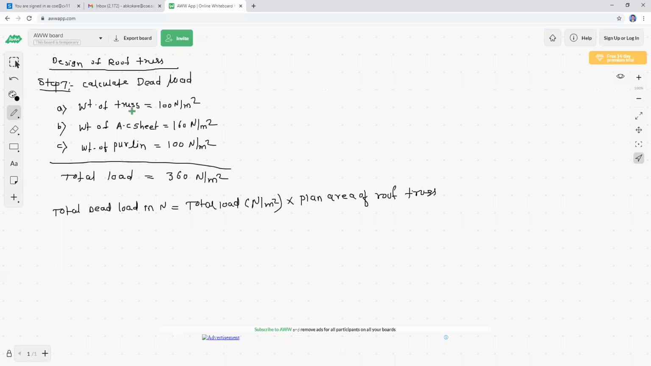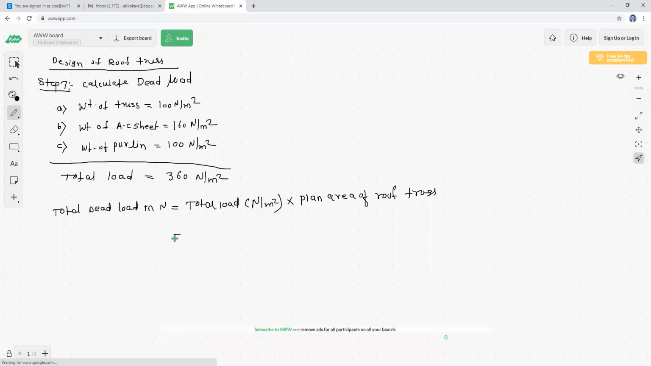See, in the procedure, I have written here, every load multiplied by plan area of roof truss. So here what I did, first I added all the loads and multiplied by the plan area of roof truss only once at the end. In the procedure, each dead load is multiplied by plan area of roof truss. So instead of multiplying each, there is no problem if we directly multiply the total load by the plan area of roof truss.